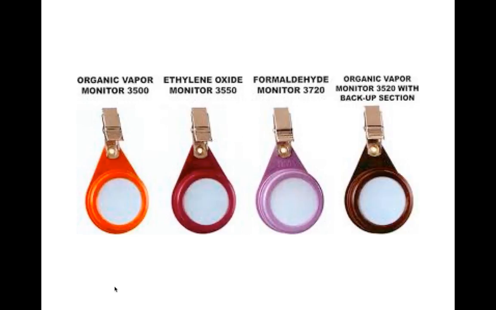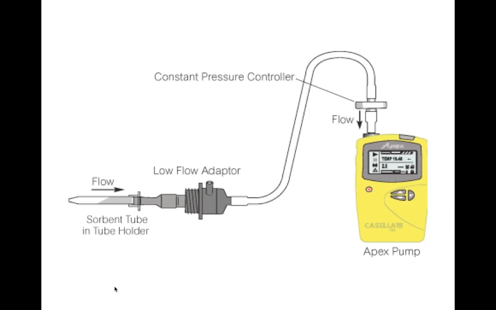You can use them for area monitoring in indoor air quality. You expose them for a period of time, maybe 8 hours if you're doing personal monitoring, maybe a day if you're doing area monitoring. You send them to a lab and they report back to you the average level of the specific organic vapor that they were exposed to.